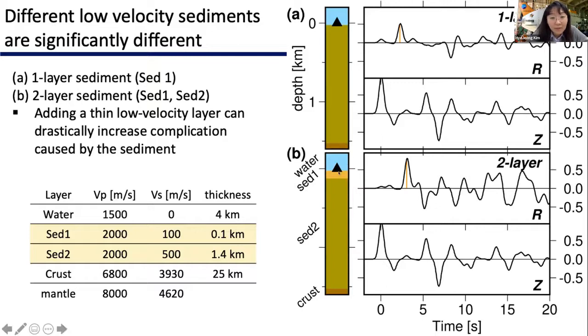The only difference in structure is just a very thin layer, but a very slow layer on the top. This causes a drastic difference. We see much more wiggles in the case of the two-layer sediment. This multi-layered sediment will definitely affect the data in Northeast Japan, which we should deal with to make a good image.